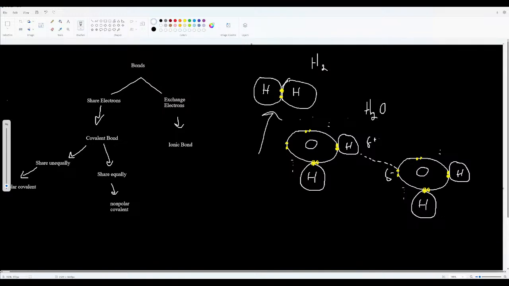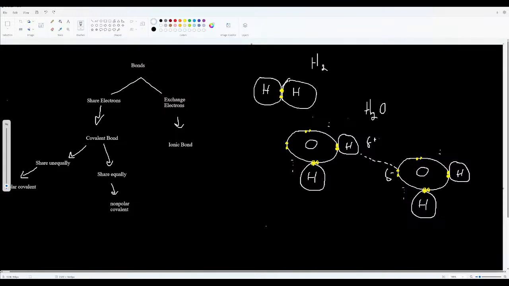That's not present here because remember, molecules that share equally are non-polar. Molecules that share unequally are polar, right? And like I said, that all has to do with electronegativity.